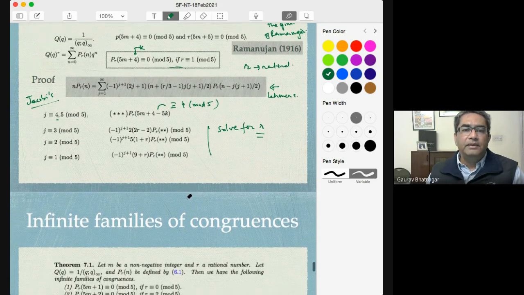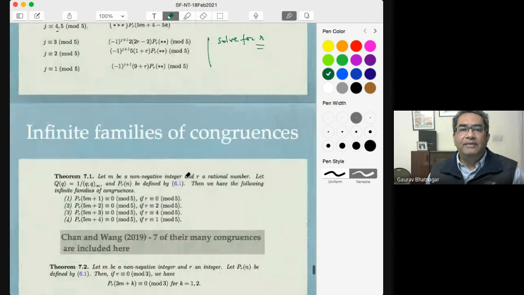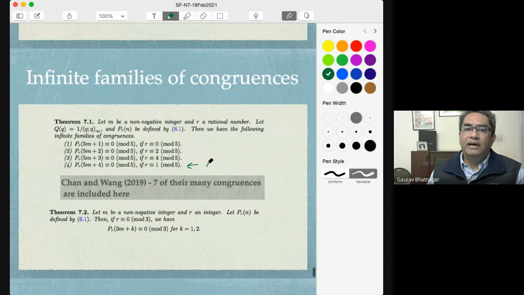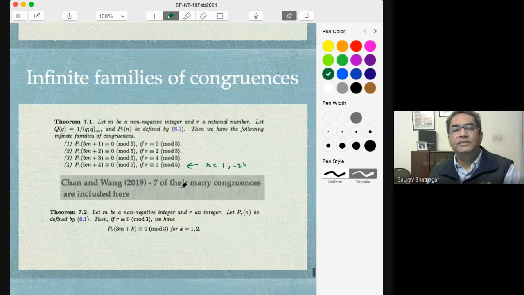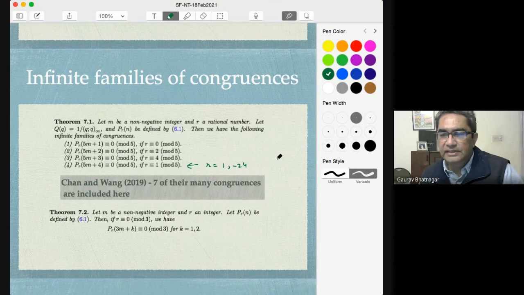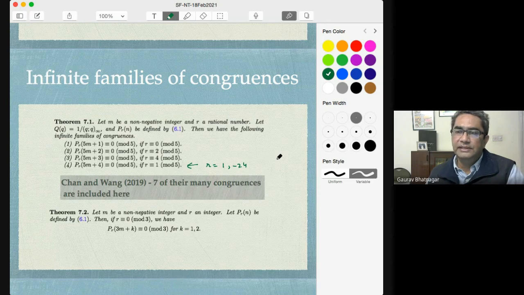Okay, so I have in fact several infinite families. This is the one which we showed. When R is equal to 1 and -24, then we get Ramanujan's result. But we have R congruent to 4, 2, and different P_R. So these are infinite sets of congruences. R can be a rational number.